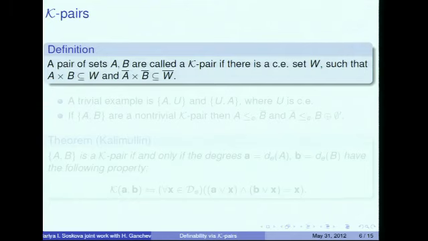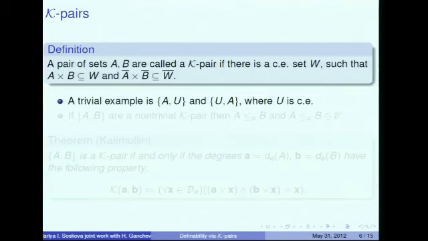Now you can get examples of K-pairs very easily if you take one of the sets to be a c.e. set. For example, if U is c.e., then for every set A, U and A form a K-pair. And the c.e. set witnessing, for example, that A and U is a K-pair is just the Cartesian product of the set of natural numbers.